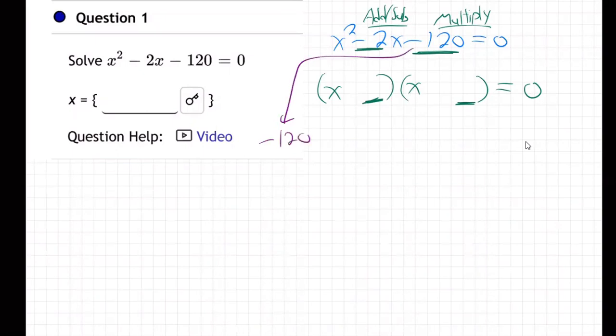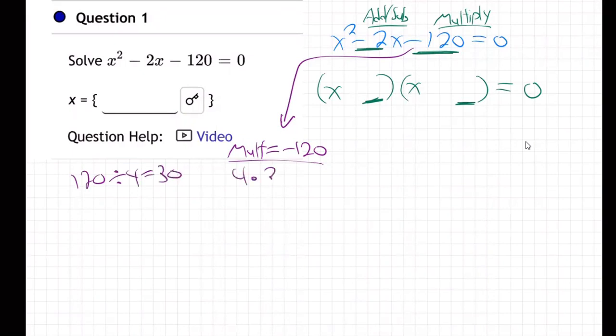Let me get a little more room there. You want two numbers that multiply to equal minus 120. What could that be? Take your calculator and go, 120 divided by 4. You'll get 30. So then you go, okay, 4 times 30. Now, what about the negative? That would be positive 120. Yeah, I know. Don't worry about the negative right now. We'll get back to that. Let's get some other numbers.